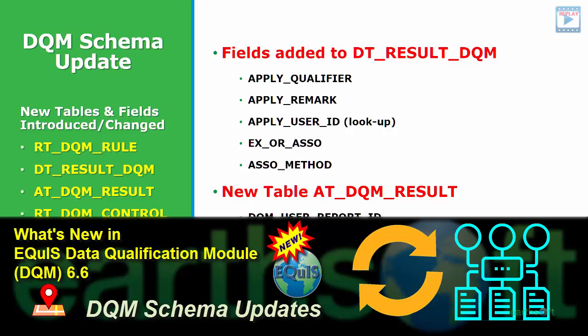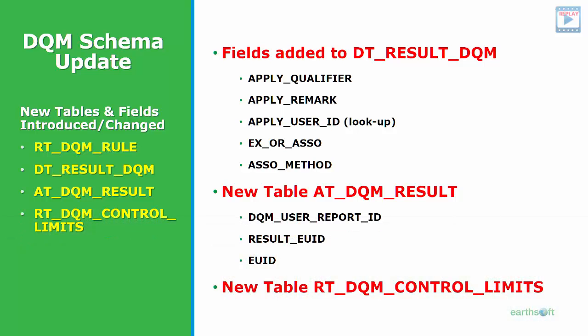Okay. The changes that happened to the DQM Schema Update include some new tables and fields that were introduced and changed. There are some existing tables that we just made a couple of changes to, as well as a few different tables that we created from scratch, essentially. So some of the fields that were added to DT Result DQM include the apply qualifier and apply remark, so that that information can end up being saved in that Result DQM table.